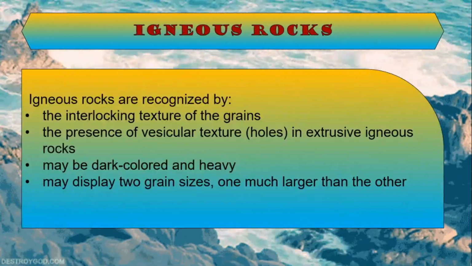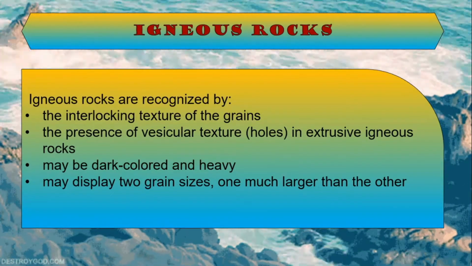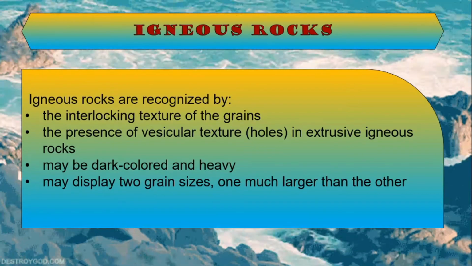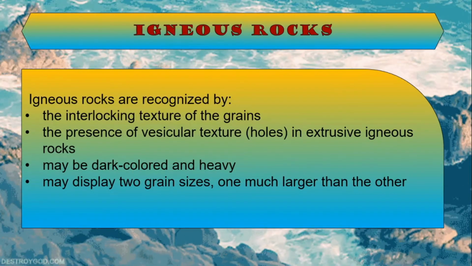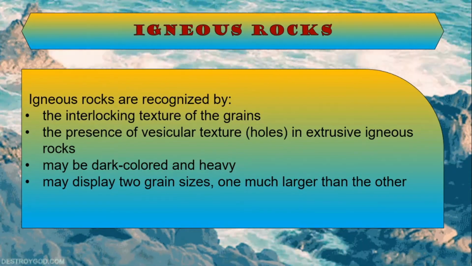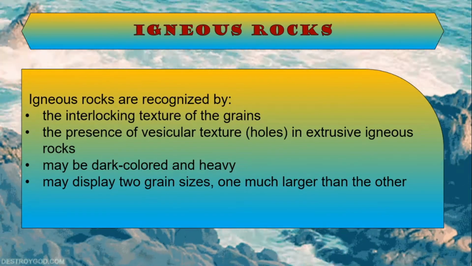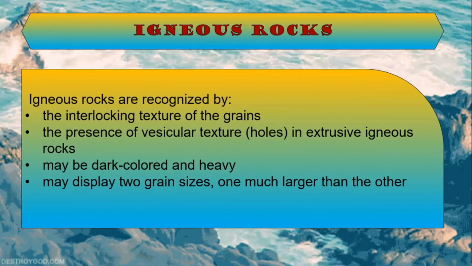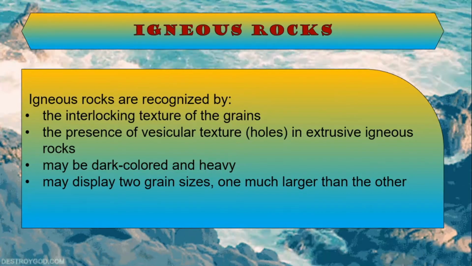Igneous rocks. Igneous rocks are characterized by the interlocking texture of the grains, the presence of vesicular texture or holes in extrusive igneous rocks, may be dark colored and heavy, and it displays two grain sizes, one much larger than the other. When a molten rock material cools and solidifies, it becomes an igneous rock.